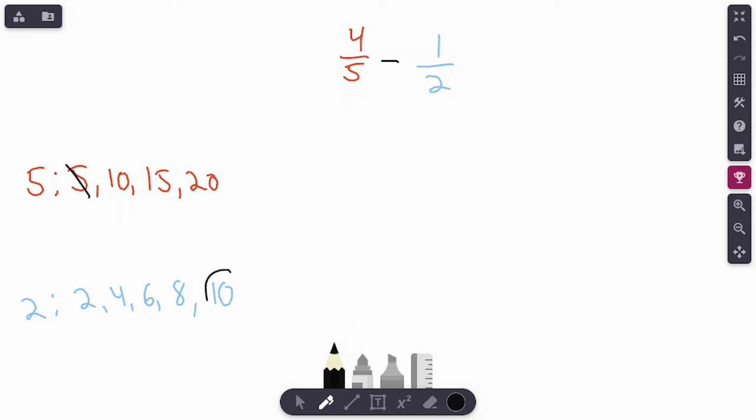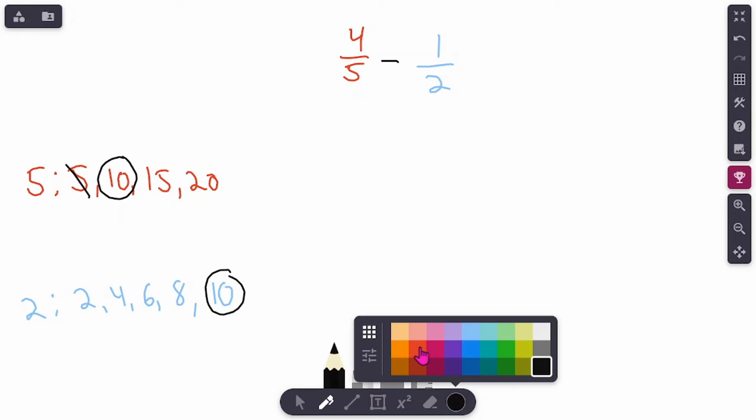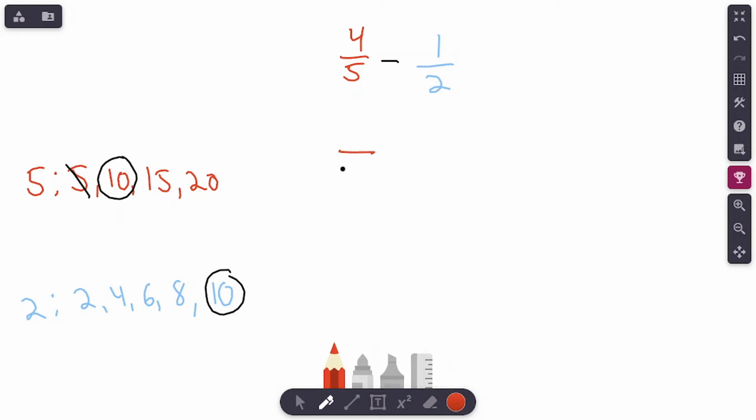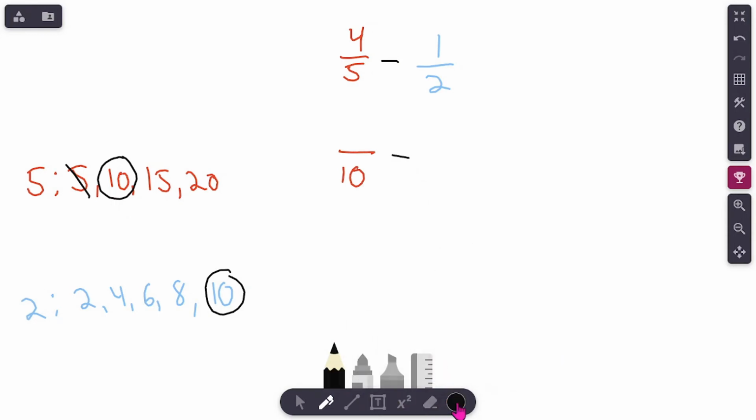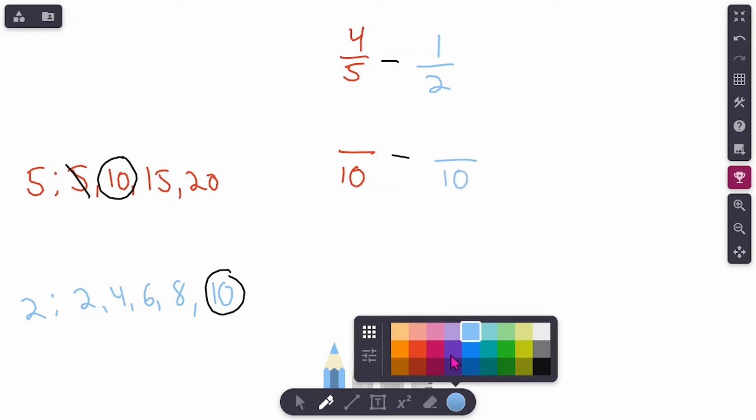So 10 is going to be our least common multiple, which tells us that our fractions are going to have denominators of 10. And now we need to create some equivalent fractions. Let's do it.